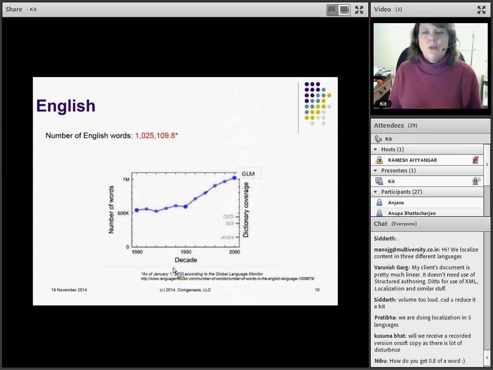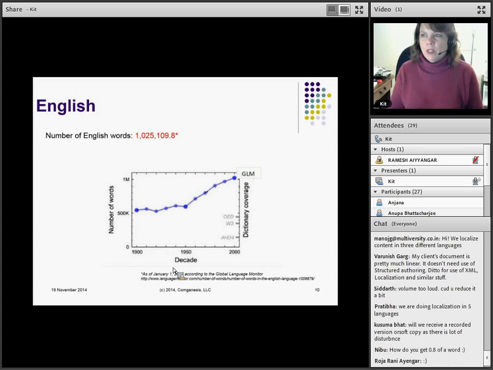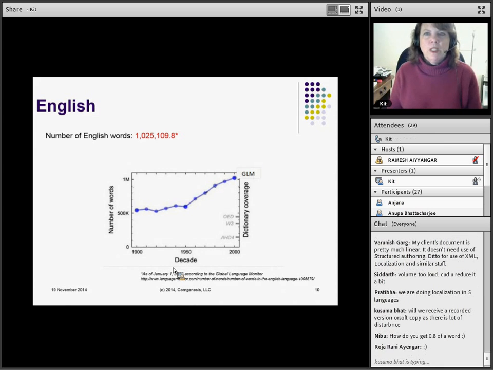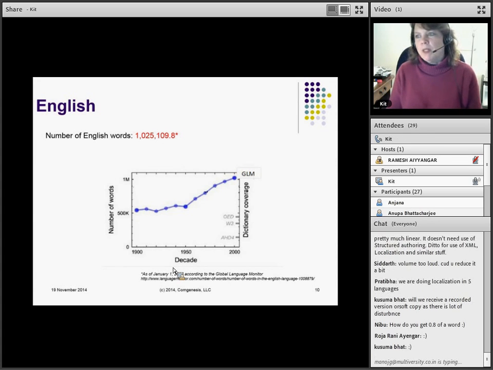So if you're thinking about different controlled language standards, depending on where they were developed, they use different dictionaries. In the case of ASD-STE100, it uses the Merriam-Webster dictionary as its reference dictionary because it's based on American English.